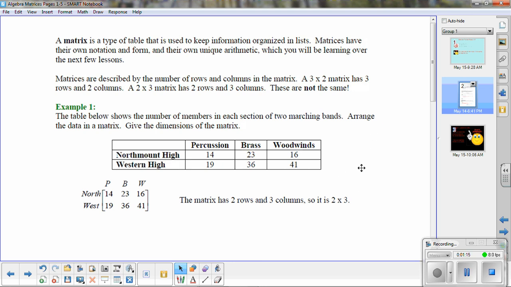In example 1, it says the table below shows the number of members in each section of 2 marching bands. Arrange the data in a matrix. Give the dimensions of the matrix. Well, we could go ahead and put North Mount High in our first row and West in our second row. And then our columns would be percussion, brass, and woodwinds. And we were basically just taking this information from the table and putting it into this matrix. This matrix has 2 rows and 3 columns, so it's a 2x3 matrix.